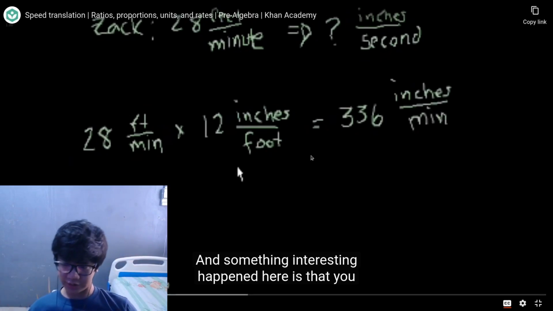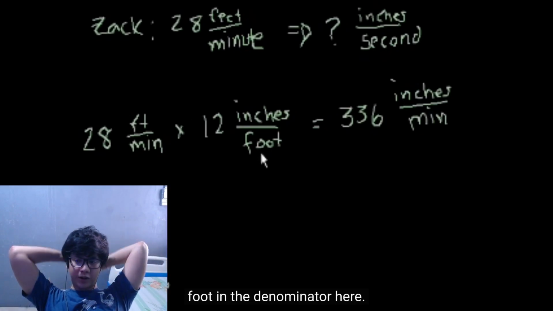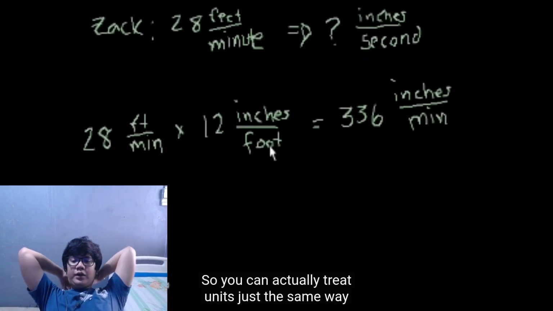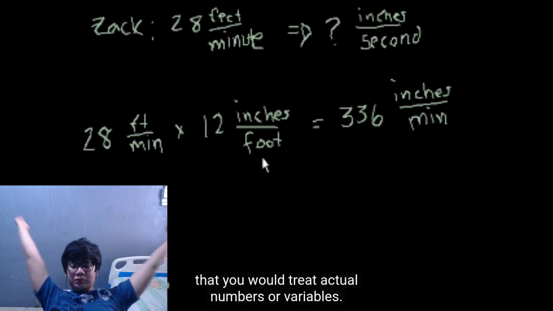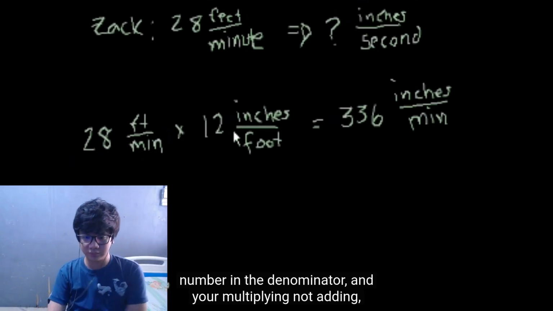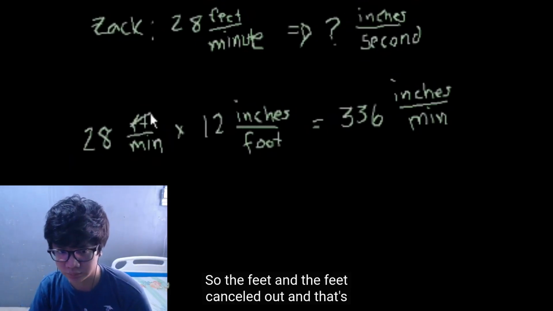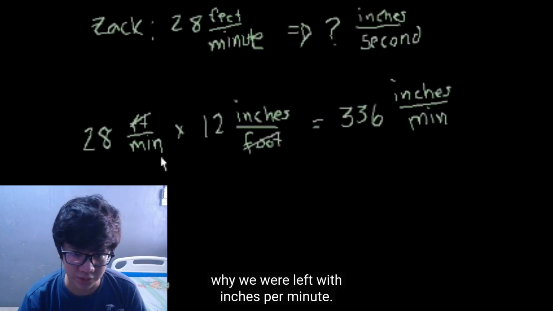And something interesting happened here: you notice that I had a foot in the denominator here and a foot in the numerator, so you can actually treat units just the same way that you would treat actual numbers or variables. If you have the same number in the numerator and in the denominator, and you're multiplying, not adding, you can cancel them out. So the feet and the feet canceled out, and that's why we were left with inches per minute.